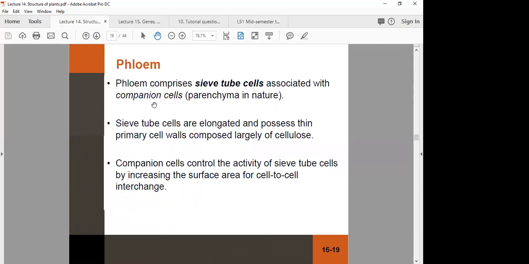Now, sieve tube cells, unlike those xylem vessel elements, are living cells, but they are quite reduced in their cell contents. So they still require that metabolic support from these helper cells. Sieve tube cells are elongated. They possess thin primary cell walls, so they don't have secondary cell walls. And of course, primary cell walls are composed largely of cellulose. The companion cells control the activity of sieve tube cells.